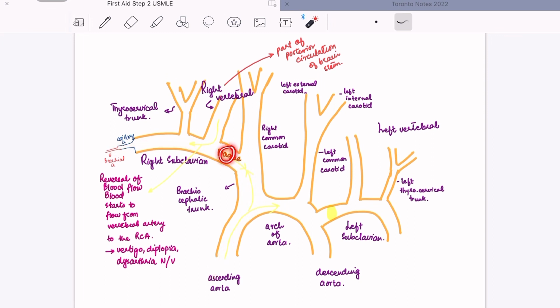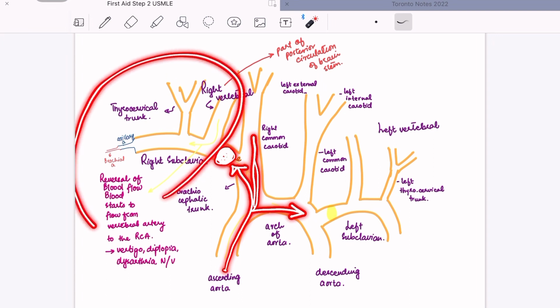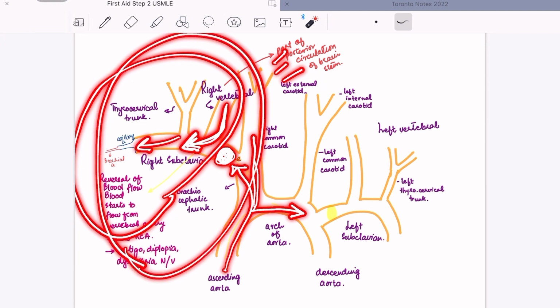Sometimes when a plaque is dislodged at the brachiocephalic trunk before it can divide into right vertebral artery and subclavian artery, this can impede the supply of the blood to this area. So what will happen is that because of this plaque, because the blood cannot go in this direction, the blood will go in this direction and in this direction. So who is going to supply this part of the body? The right vertebral artery, which is part of the posterior circulation of the brain stem, will divert blood from the brain to the arm. This is the scenario if the plaque happens on the right side.